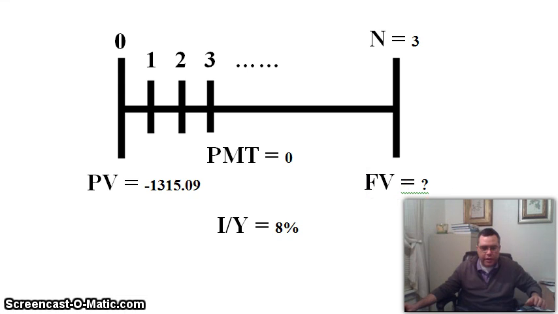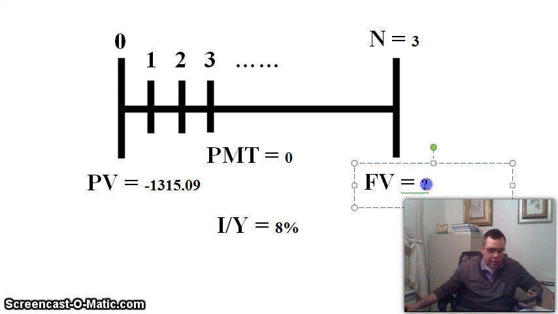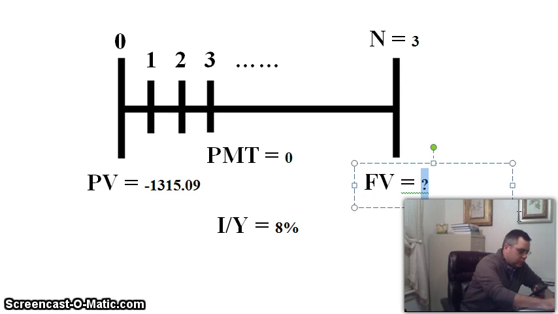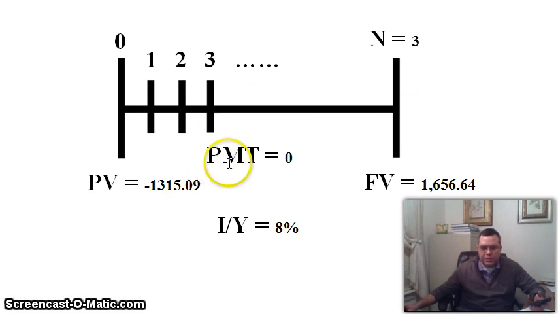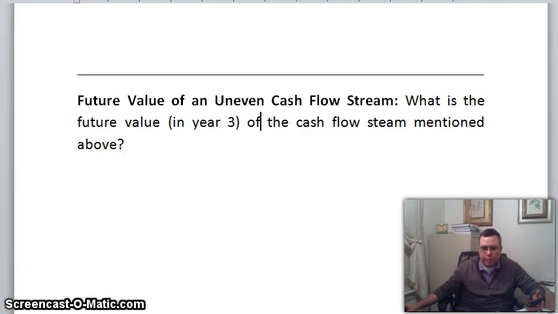So let's plug that into our calculator. And I'm getting 1,656 and 64 cents. So one way to look at this problem is just a simple time value of money problem. What's the future value of $1,315 3 years later at 8%? Or another way to look at it is, what's the future value if I were to put $100 in year 1, 500 in year 2, and 1,000 in year 3? How much would I have in my account at the end of those 3 years? So it's just a different type of problem.